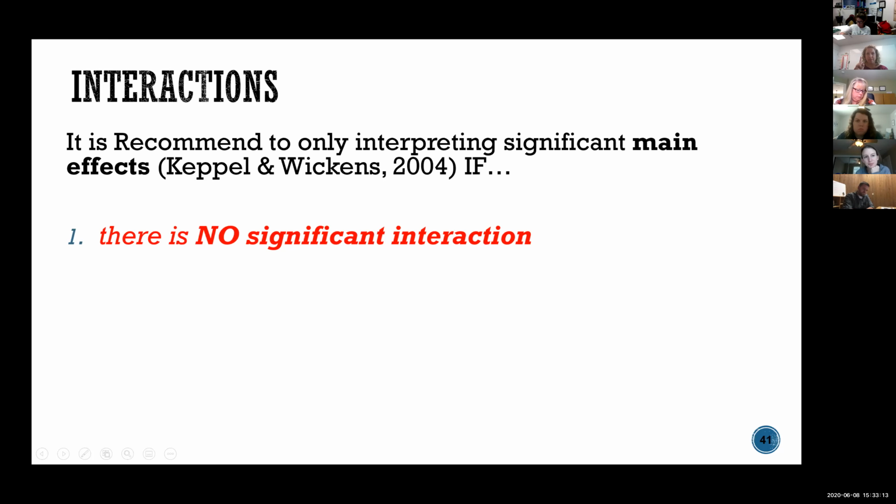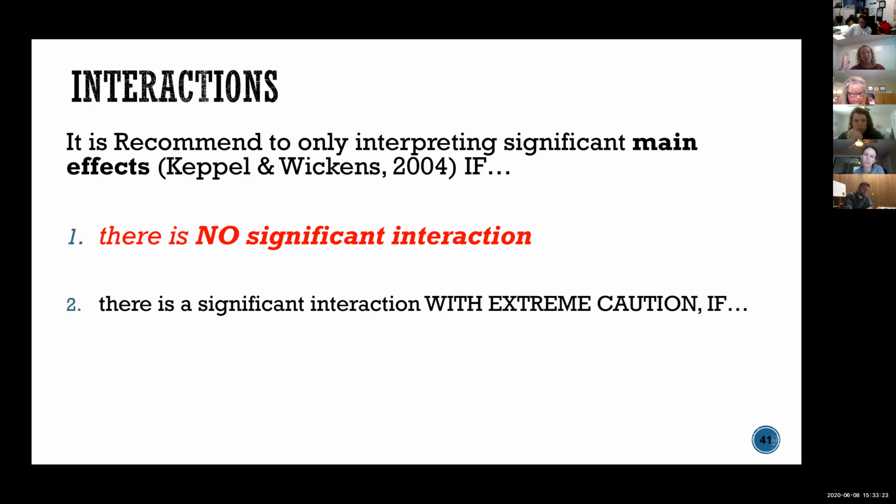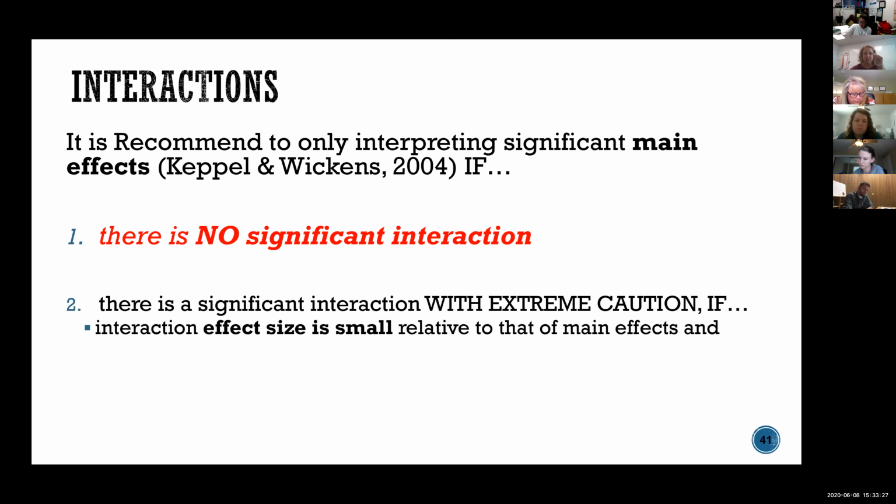So only look at the main effects, how many times have I talked about not looking at main effects? It's like the third time. Do not look at the main effect unless there is no interaction, or if there's an interaction, with extreme caution, only if the interaction has a small effect and it's an ordinal pattern. It's the only time you should look at the main effects. There's no interaction at all, or it's a very small effect size interaction that's ordinal.